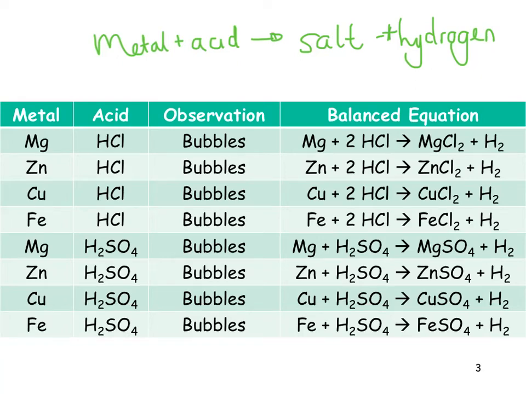Remember, the general equation is that a metal plus an acid always gives you a salt plus hydrogen. If the acid is hydrogen chloride, you'll get a chloride salt. If the acid is sulfuric acid, you'll always get a sulfate salt. If you're using nitric acid, you'll get a nitrate salt, and phosphoric acid, a phosphate salt.